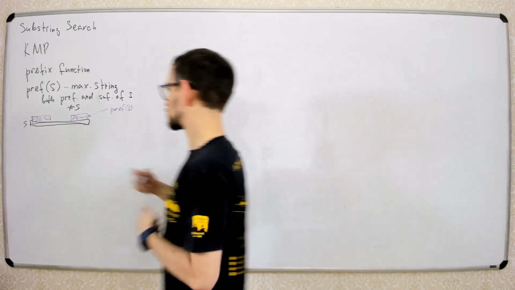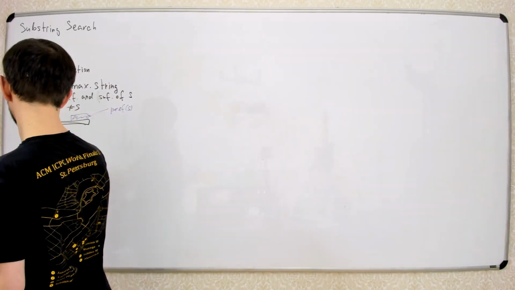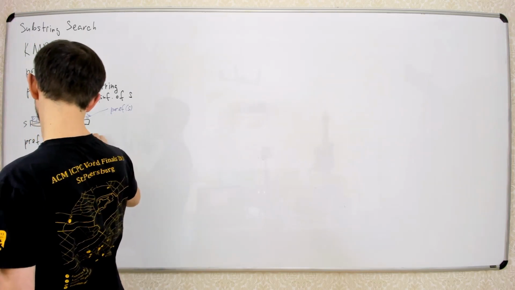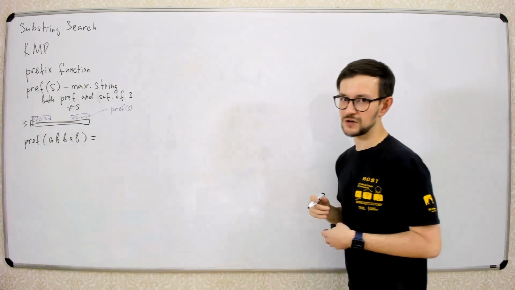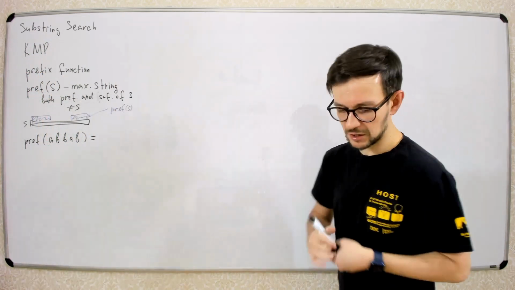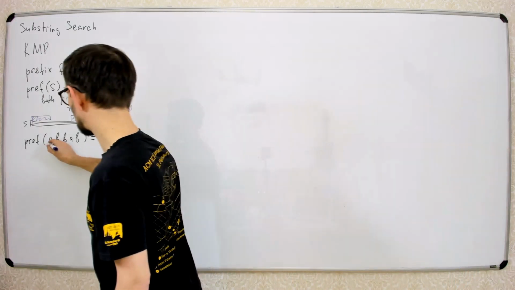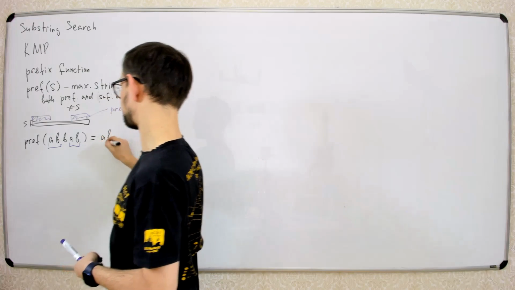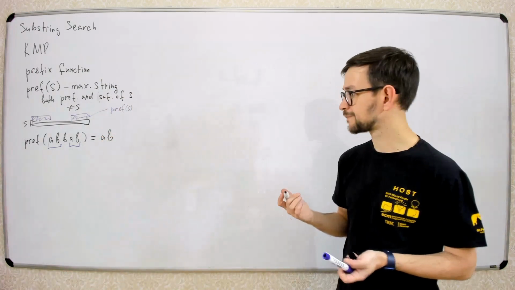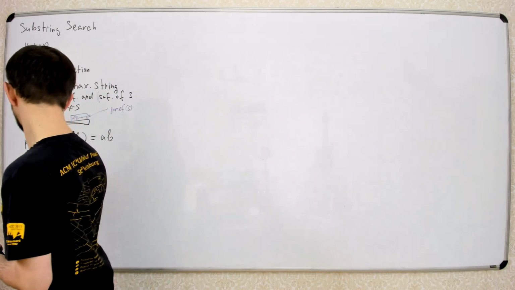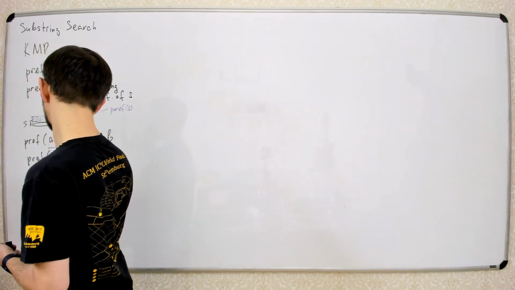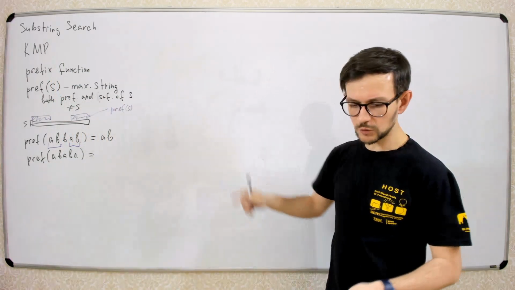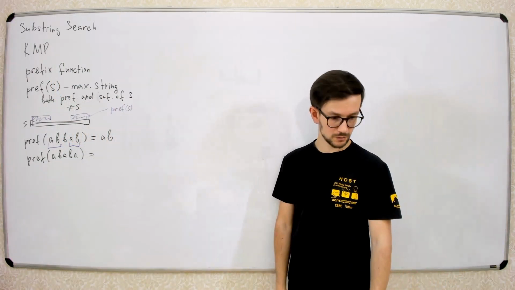For example, pref of something like a, b, b, a, b. If you take a string like this, the largest string which is both prefix and suffix is ab. So we have ab here and ab here. So the prefix function will be ab. Great. Let's say, for example, the prefix function of ab, ab, a. What will be the prefix function of this string?